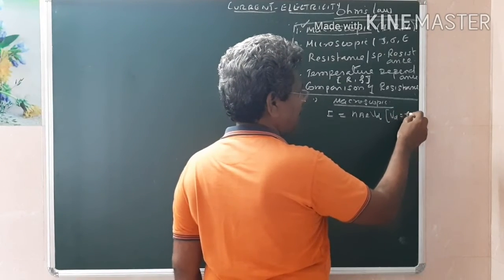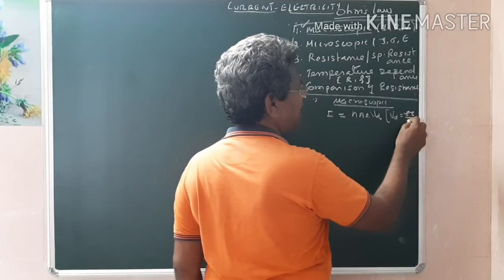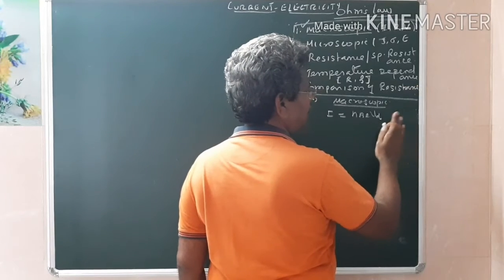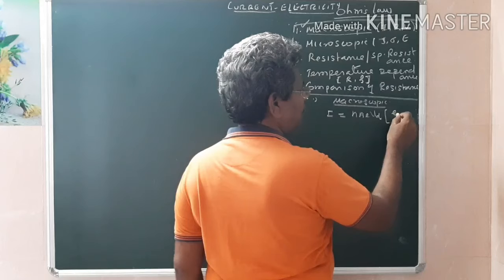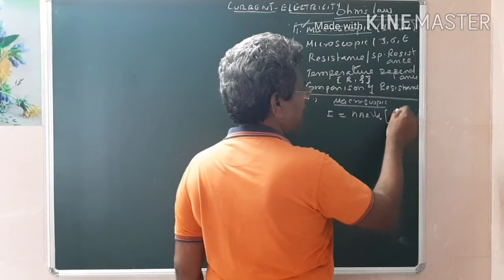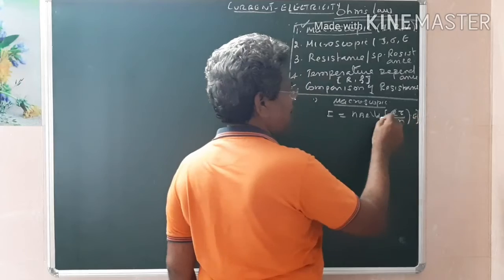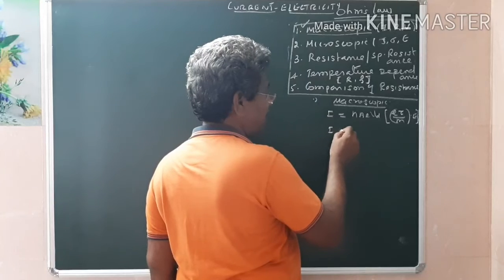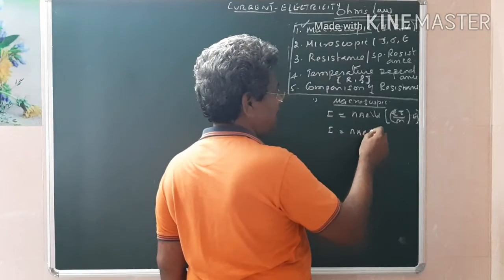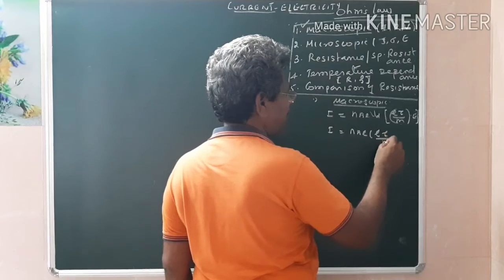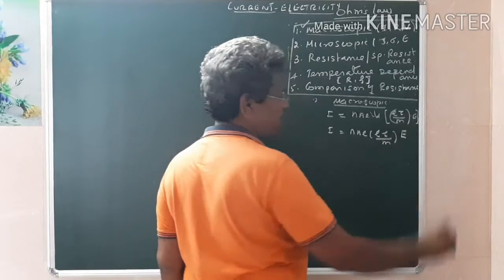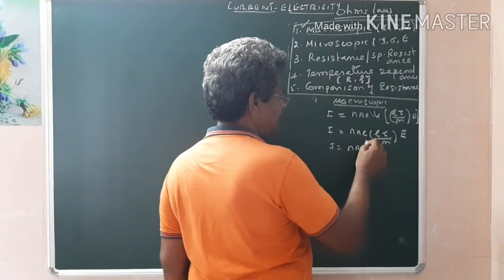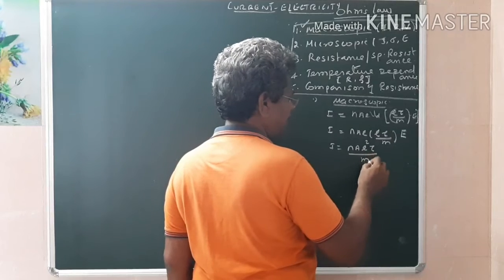Drift velocity is given by the formula v_d = e tau by m into electric field E. Can you recall? This v_d is equal to e tau by m into electric field E. This is the expression for drift velocity. Now I am going to substitute that. Therefore, the expression for current I becomes n A e, with this drift velocity e tau by m into electric field E, or we can write I = n A e squared tau by m into E.